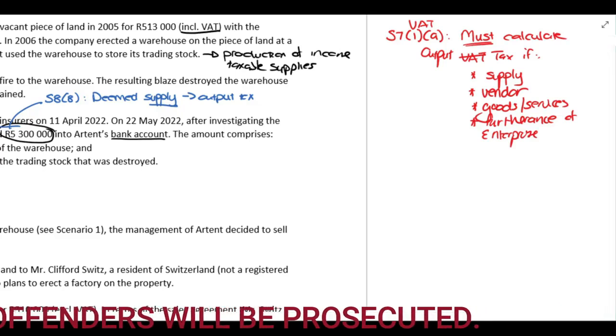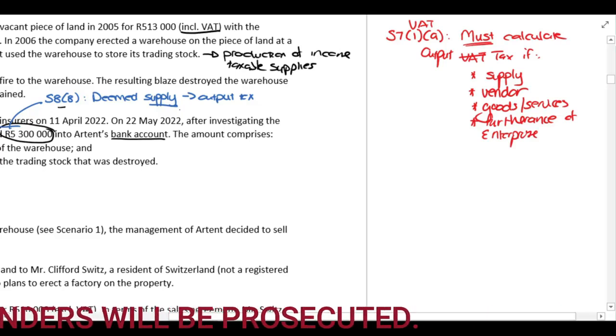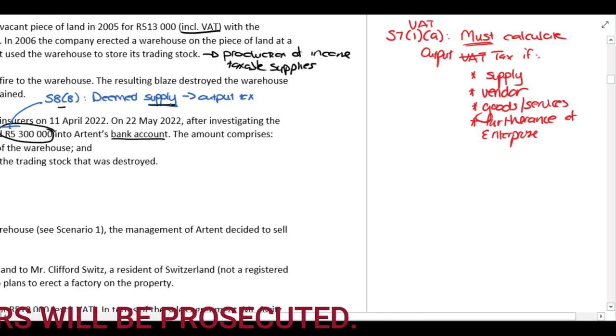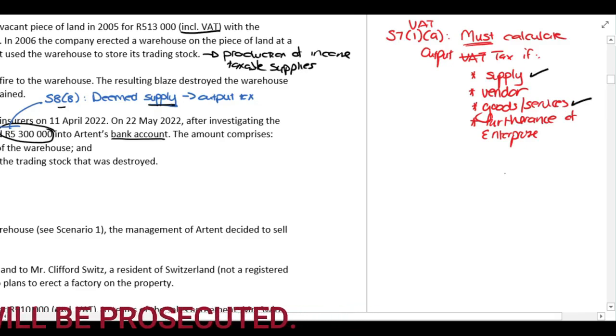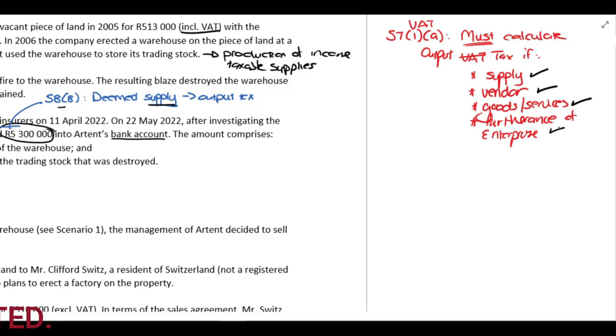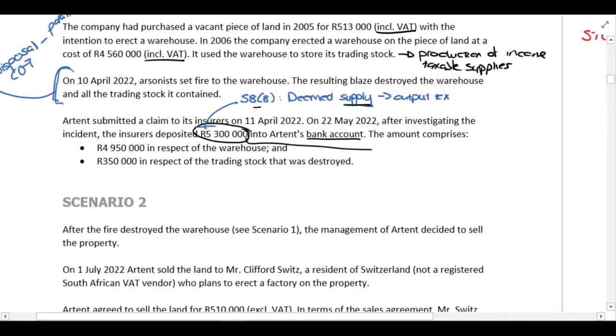Now, why is this important? Because Section 8.8 tells you that there's a deemed supply, and they tell you it's a deemed supply of services. So there's a supply of services that you can tick off. This place is a vendor, and this happened, unfortunately, in the course of their business. This happens. It's an accident or this malicious act by someone, but it's in their business. So it means all of these requirements are met. So that means we must calculate output tax. Now remember, the amount that they receive in their bank account, basically that times the tax fraction, will be the output tax that is calculated.